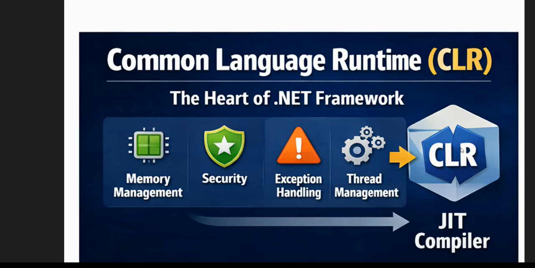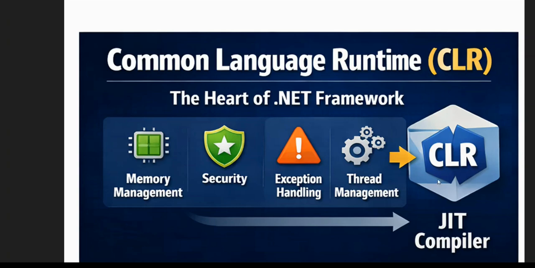The first important feature is CLR, which is Common Language Runtime by .NET. CLR is basically the execution engine of .NET. Whenever you write code in C Sharp, Visual Basic .NET, anything, the .NET code does not run directly on the operating system. Instead, it goes through CLR. The CLR is responsible for memory management, security, exception handling, and thread management. This makes .NET applications more stable.